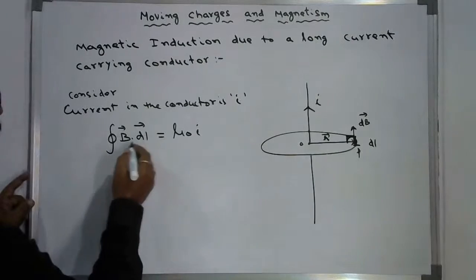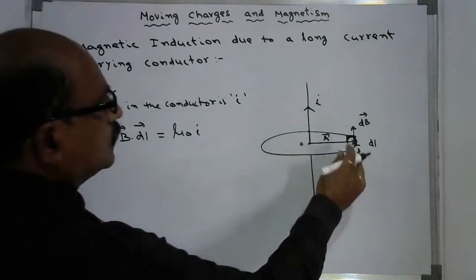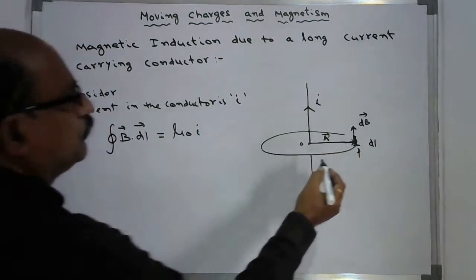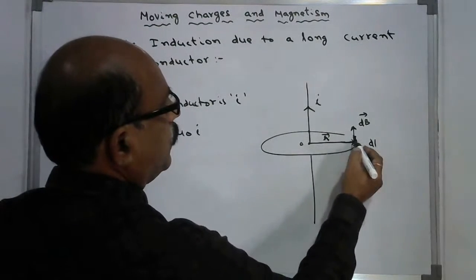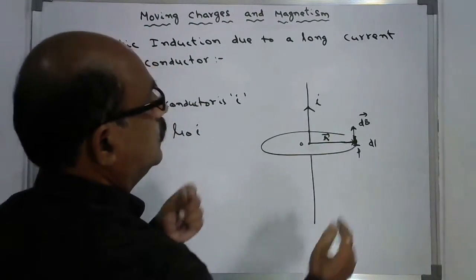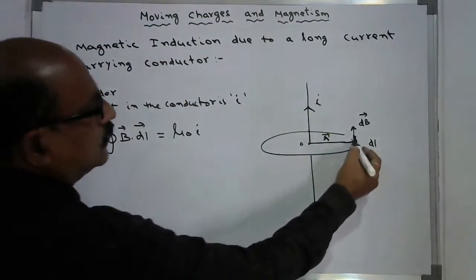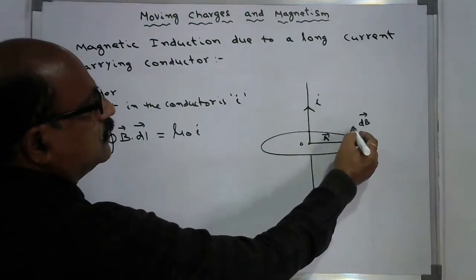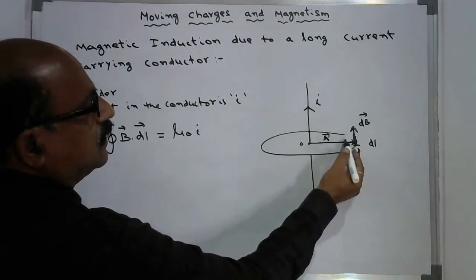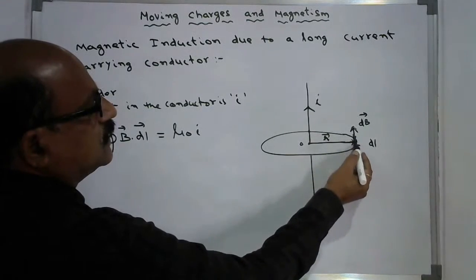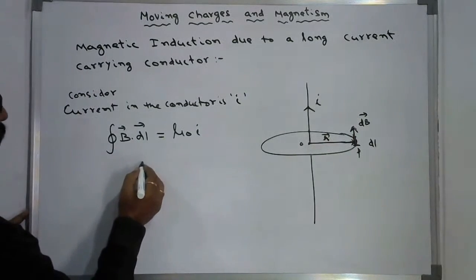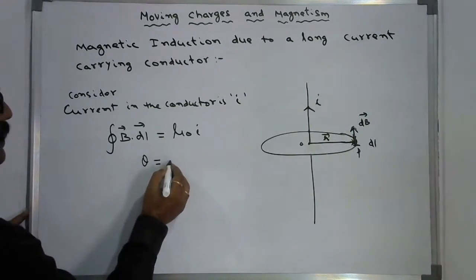And B dot dl, what is the angle between B and dl? The angle between the position vector r and B is 90 degrees. But the angle between B and dl is 0 degrees, not 90. The angle between dl and the position vector is 90 degrees. So B and dl are in the same direction, so the angle between B and dl is 0 degrees.